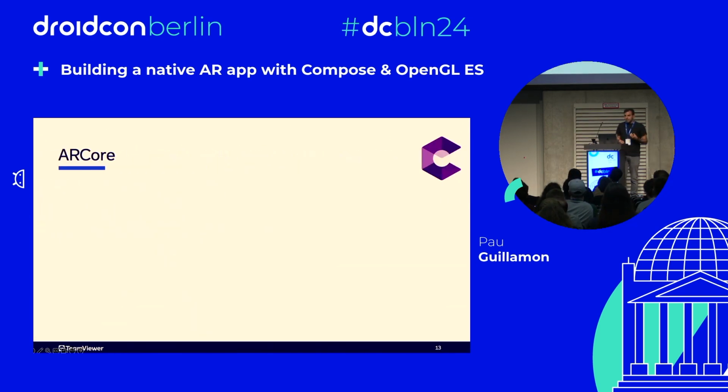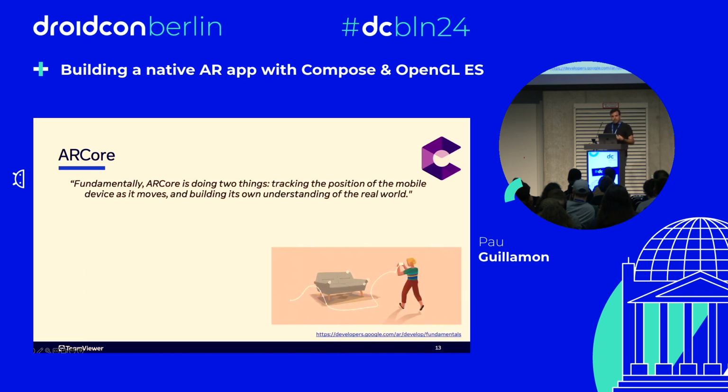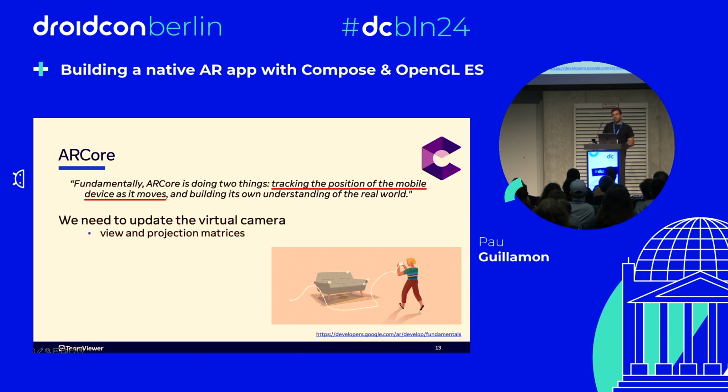And that's where ARCore comes to the rescue. ARCore has basically two roles. One of them being tracking the position of the mobile device as it moves. And that's exactly that. As ARCore keeps track of the position of the device, it can give us now the camera view matrix and projection matrix.